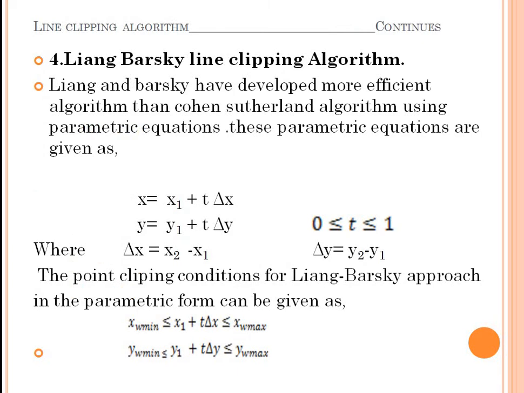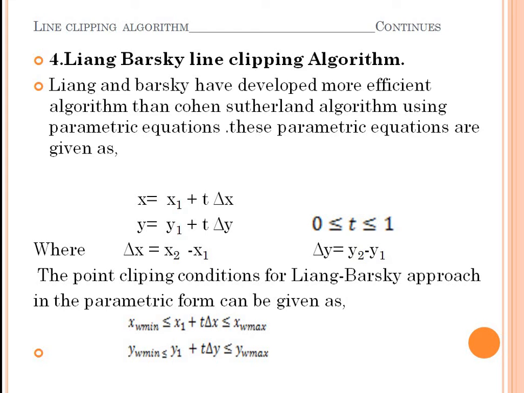In the previous lecture, we learned the Liang-Barsky line clipping algorithm. Liang and Barsky developed a more efficient algorithm than the Cohen-Sutherland algorithm, and in it we use the parametric equations: x is equal to x1 plus t into delta x, and y is equal to y1 plus t into delta y, where delta x is equal to x2 minus x1 and delta y is equal to y2 minus y1.